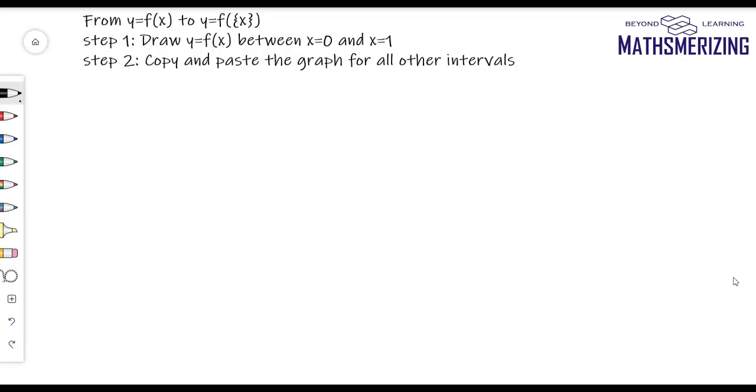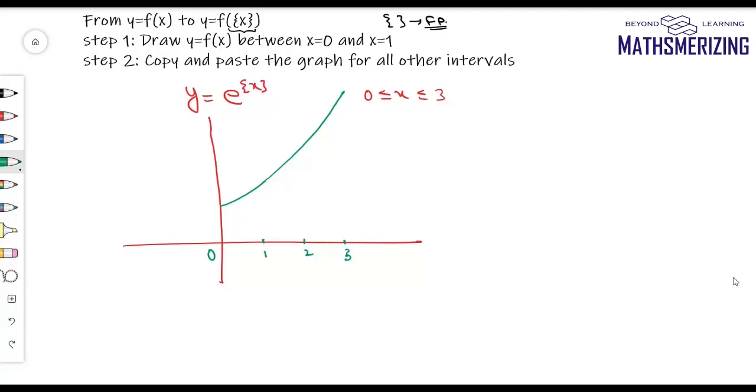Now the next transformation is from the graph of y equals to fx, we have to draw the graph of y equals fractional part of x. So here this bracket represents fractional part function. Now say for example, I have to draw the graph of y equals e to the power fractional part of x when x lies between, suppose 0 and 3. So I'll draw the graph of e to the power x.